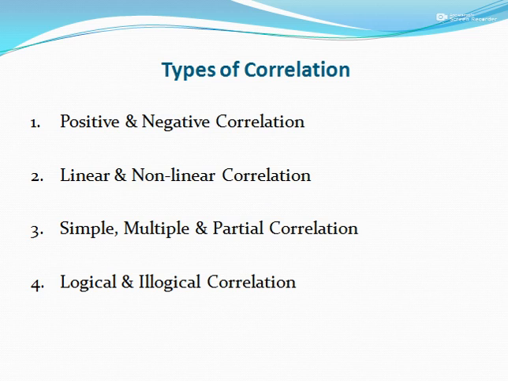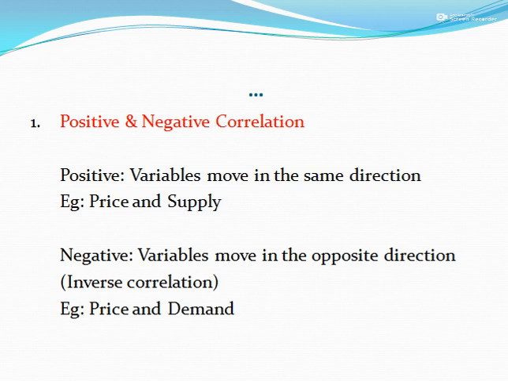Correlation may be mainly classified as positive and negative correlation, linear and non-linear correlation, simple, multiple and partial correlation, logical and illogical correlation. The first one is positive and negative correlation.